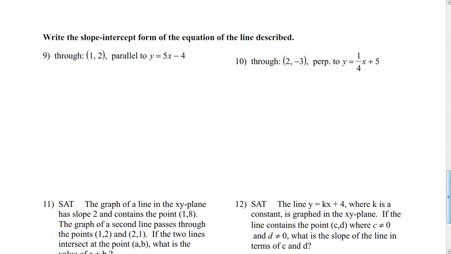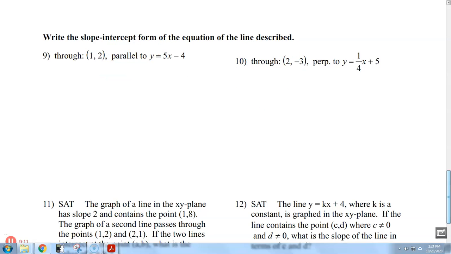All right, next couple. Write the slope-intercept form. So I need a point and I need a slope. They don't give me the slope, but if you tell me I'm parallel to this guy, parallel means I need to have the same slope. So I've got to be the same, so my slope's got to be 5. So I know my equation starts off y equals 5x plus, who knows?